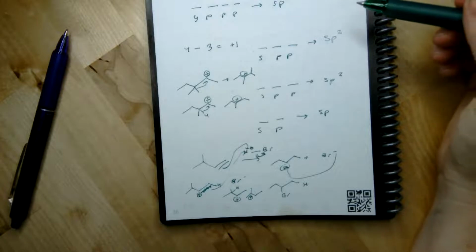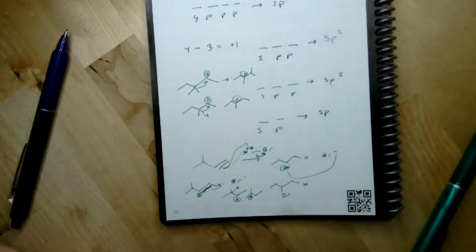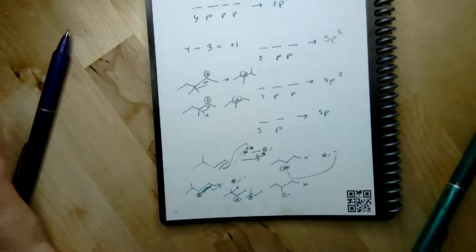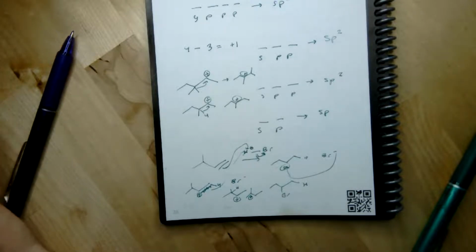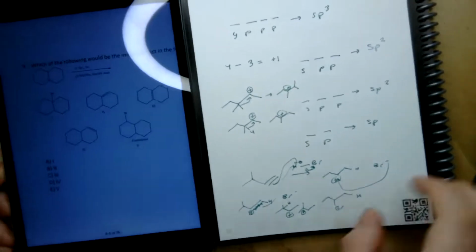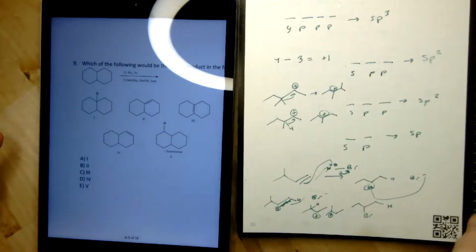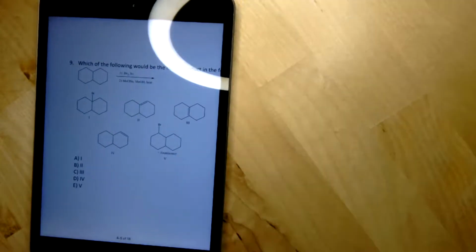And then I think that is Penguin William, who asked about question 9 on the review. Here we go. Question 9 on the review. This is a multi-step reaction.